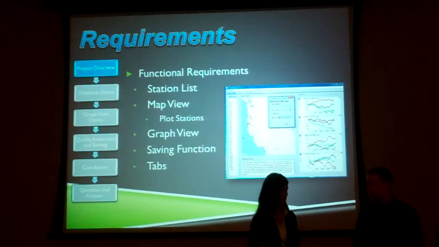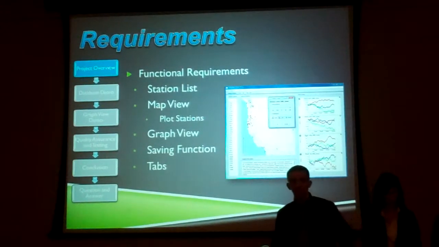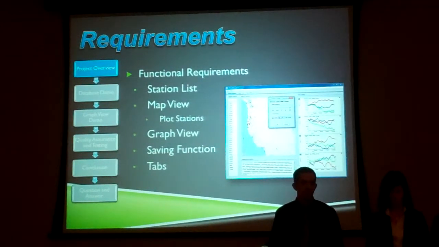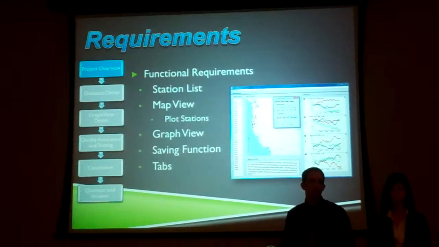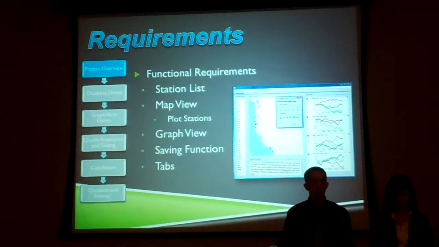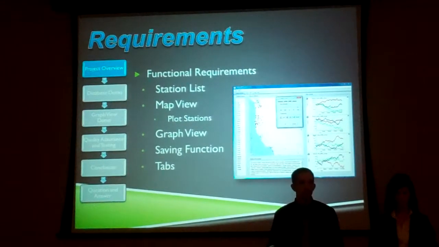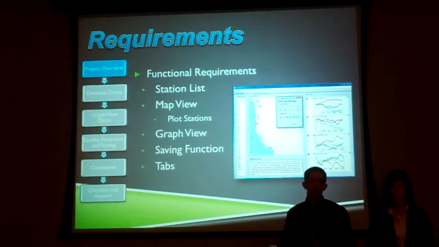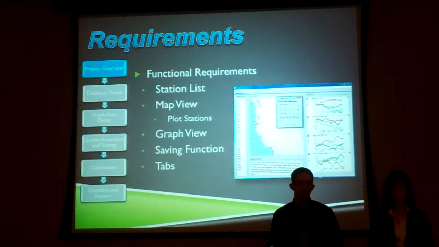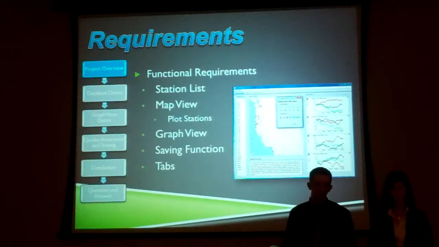Okay, so our client has given us a set of functional and non-functional requirements. Some of the functional requirements include a site list, so that the user can specifically search for sites or stations, a map view, so that the user can visualize stations and their location, a graph view to visually represent the data that is streaming in, and a saving function to save the data that is currently being viewed, as well as tabs for space for future extension.